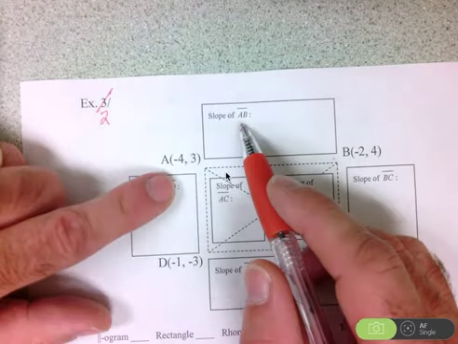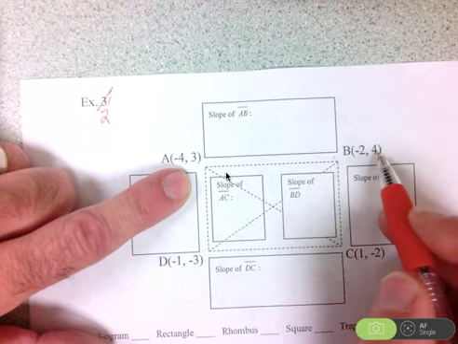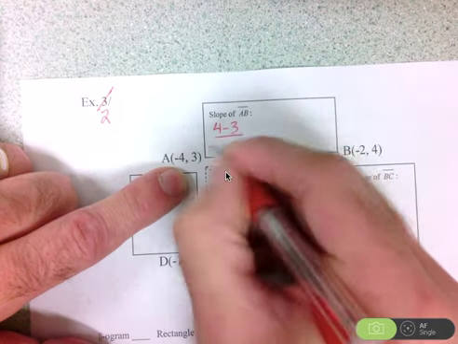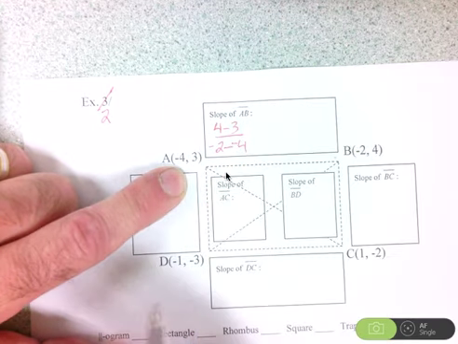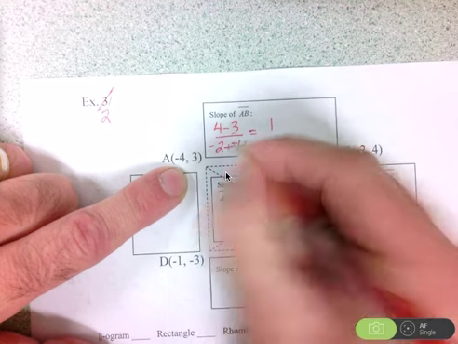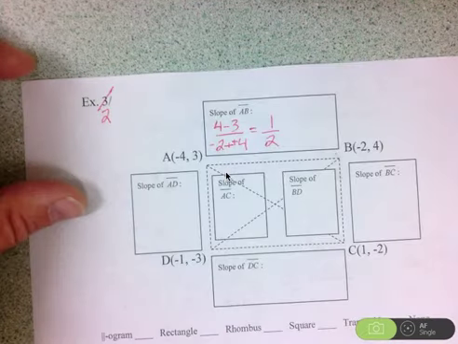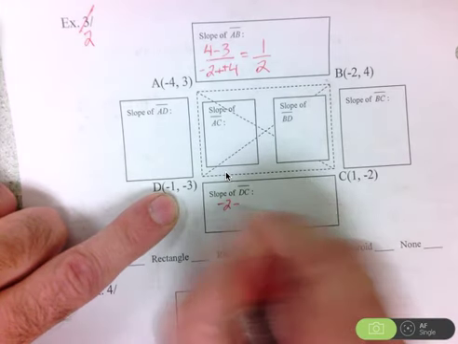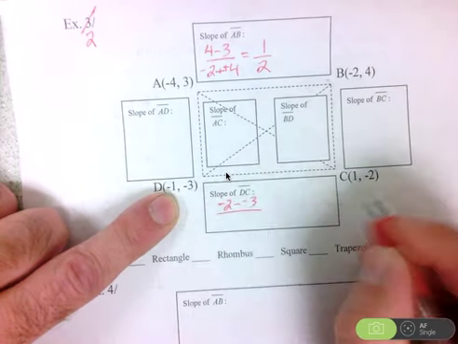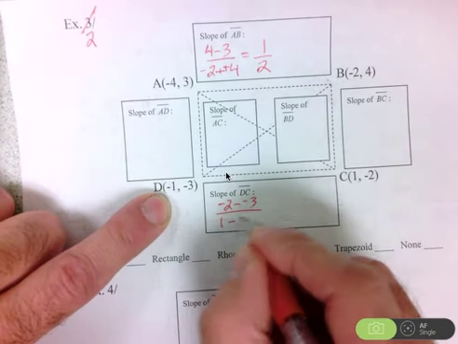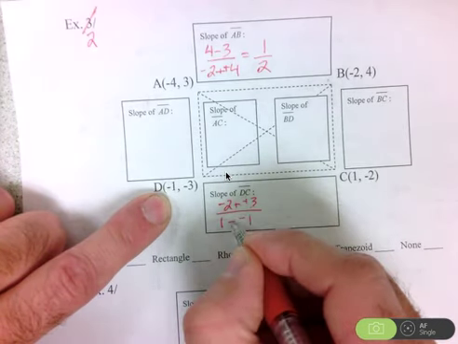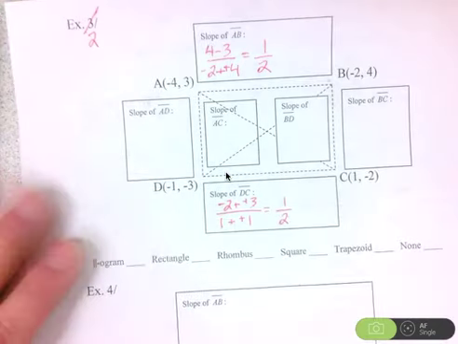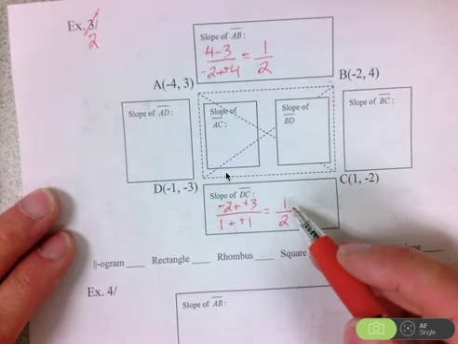So the slope of the opposite sides, AB: 4 minus 3, difference in the y's. The difference in the x's are negative 2 minus negative 4. So that's a positive 1 over positive 2. So the opposite side is DC, negative 2 minus the negative 3. The x values are 1 minus negative 1. So watch your signs carefully. That gives you positive 1 over 2. So those are equal. So I have one pair of parallel sides.